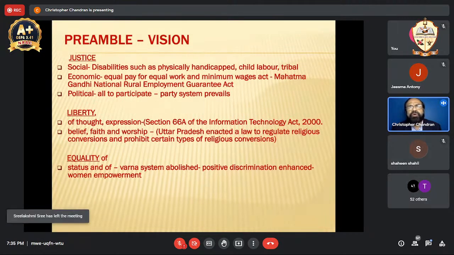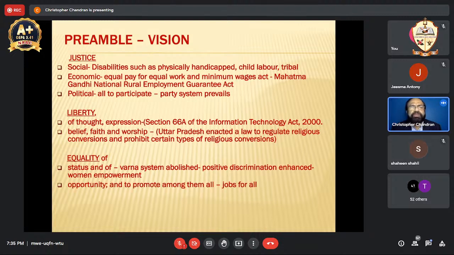Okay, equality. Definitely, the Varna system is abolished. There are stray cases of practice here and there, but the practice is a punishable offense. In spite of equality, we are also providing positive discrimination, enhancing women's empowerment, protection of women, special benefits for women, and child protection. So the status, to an extent, we have achieved. Opportunity, jobs for all, is also there.